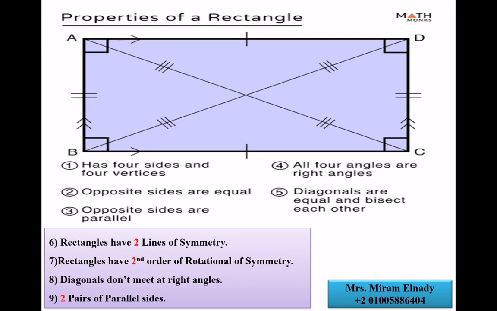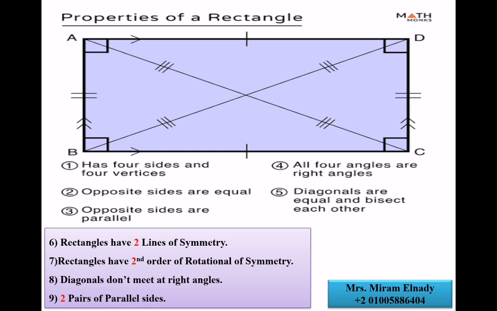We said it has four sides and four vertices. Opposite sides are equal. Not all four sides like the square, it's only the opposite sides that are equal. And opposite sides are also parallel. All four angles are right angles, 90 degrees. Diagonals are equal and bisect each other, meaning they cut each other into two equal parts, but they don't form a right angle. How many lines of symmetry? Rectangle has two. And what about the order of rotational symmetry? The second order of rotational symmetry.